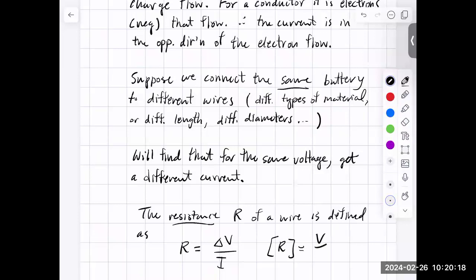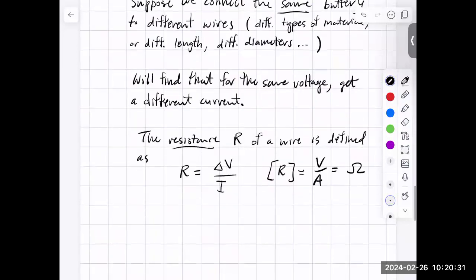divided by the units of current, which we just defined as the amp, or coulomb per second. And so the units of resistance are volts per amp, and that is defined to be an ohm. This is the pronunciation: ohm. The symbol is capital omega. It's a Greek letter, capital omega, and we call it an ohm.